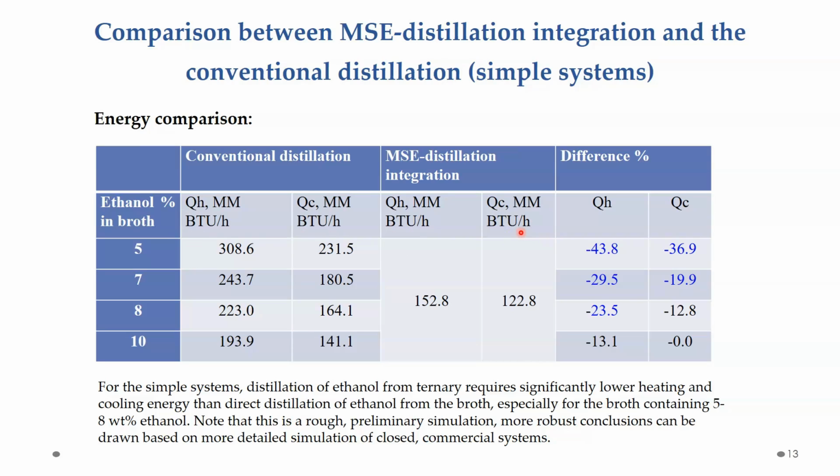As shown in the table, distillation of ethanol from ternary requires significantly lower heating and cooling energy, especially for the broth containing 8% or less ethanol.